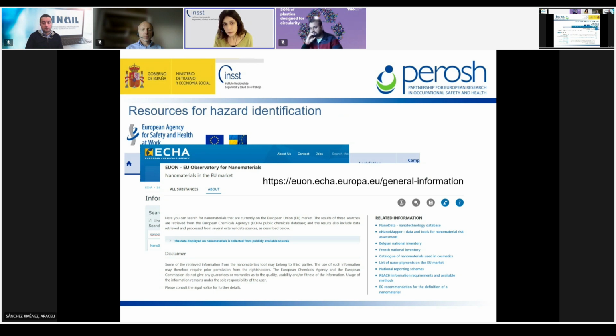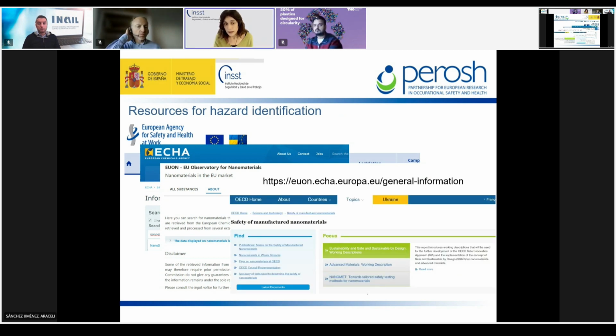Also, the European Observatory for Nanomaterials is regularly updated with the latest developments, and it has links to databases like, for example, NanoData and NanoMapper, where a lot of information that has been collected in European research projects has been uploaded. And they include information on the physicochemical properties of the material, the toxicity, and also on the exposure scenarios. And it's worth checking the webpage of the Working Party on Manufactured Nanomaterials, because they published lots of reports, and some of them are also relevant for the risk assessment.